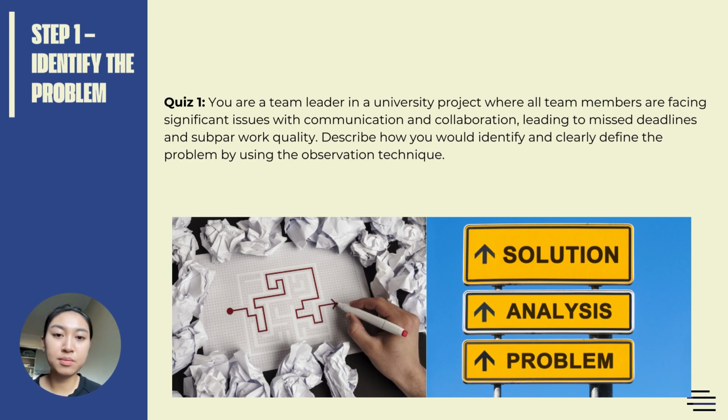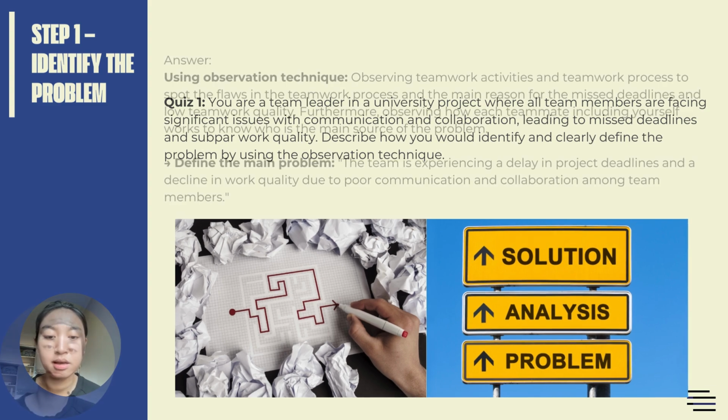You are a team leader in a university project where all team members are facing significant issues with communication and collaboration, leading to missed deadlines and subpar work quality. Describe how you would identify and clearly define the problem by using the observation technique.